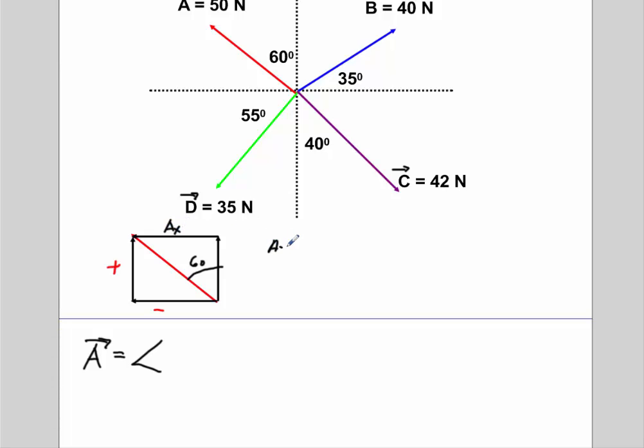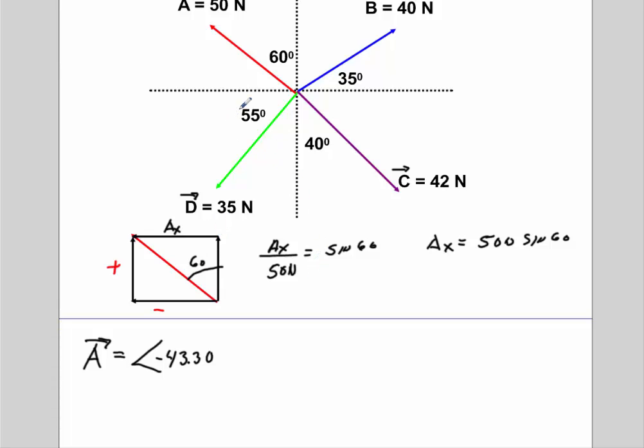You can say AX over the hypotenuse, which has a magnitude of 50, is equal to the sine of 60. So then you can say that AX is equal to 50 newtons times the sine of 60. I'll run that number real quick. 50 times the sine of 60 gives me a value of 43.3. So I'll come down here, I'll put 43.30. But again, it's going negative, so we make it negative here.